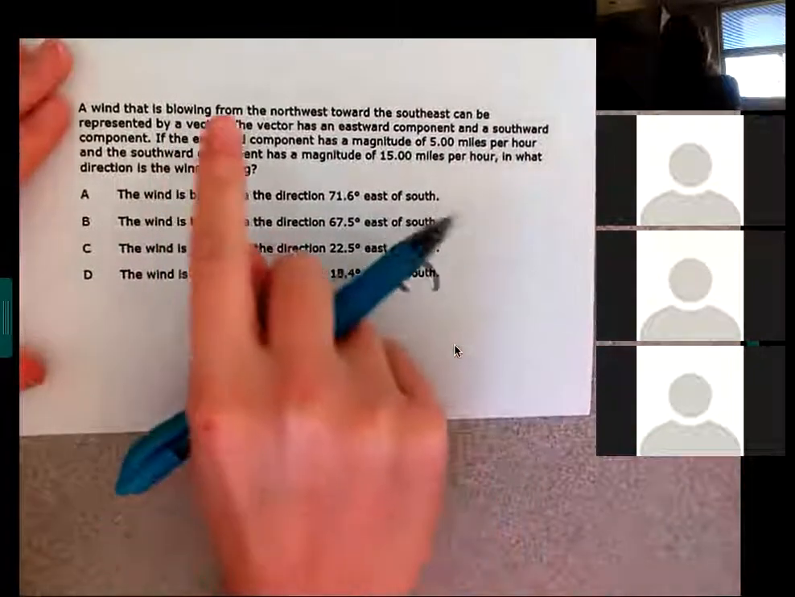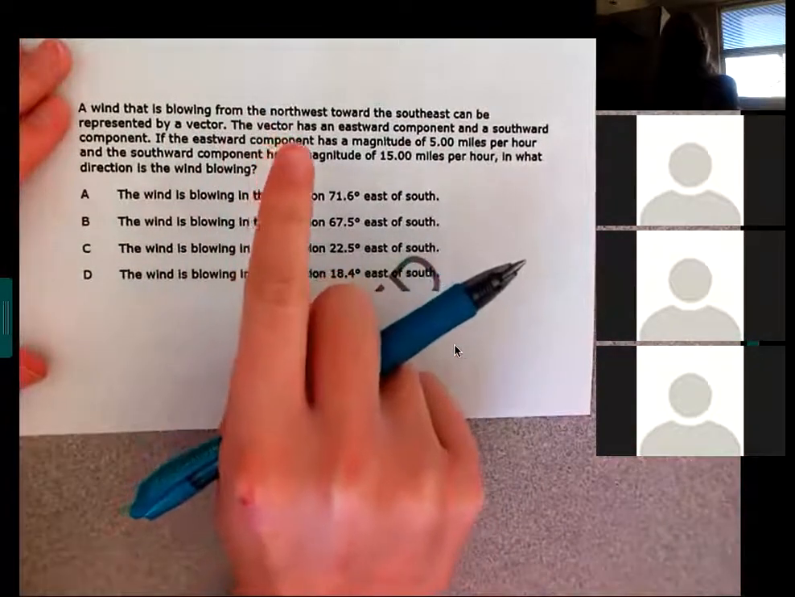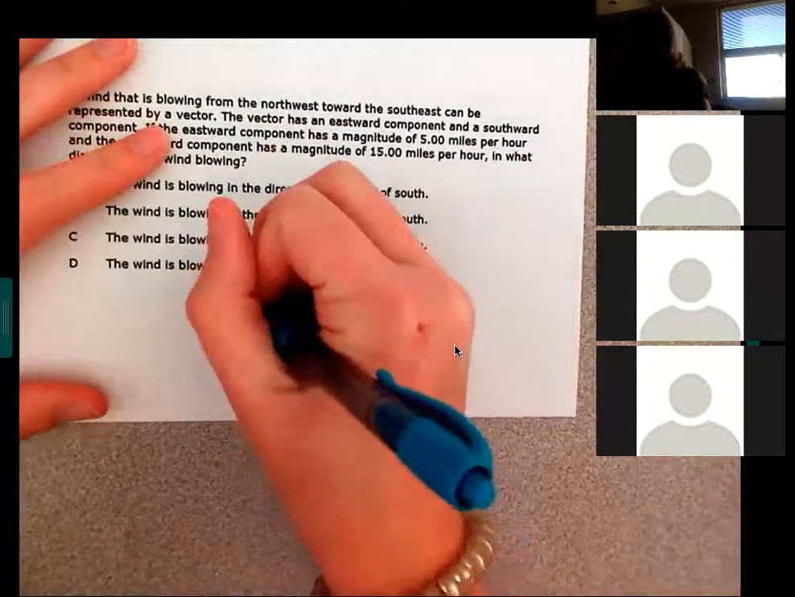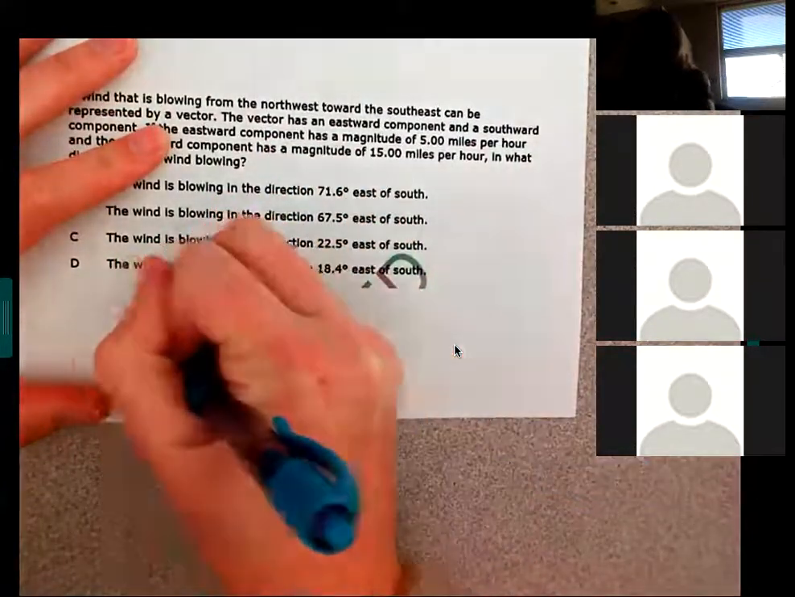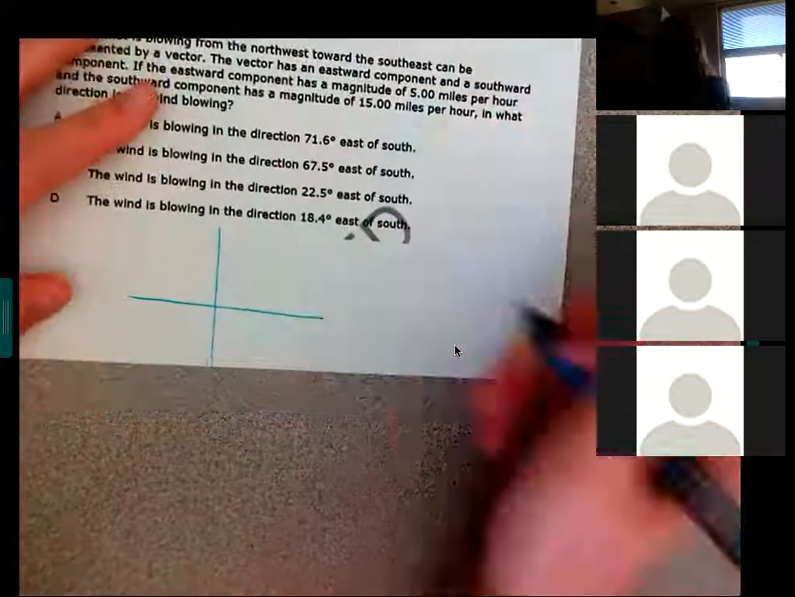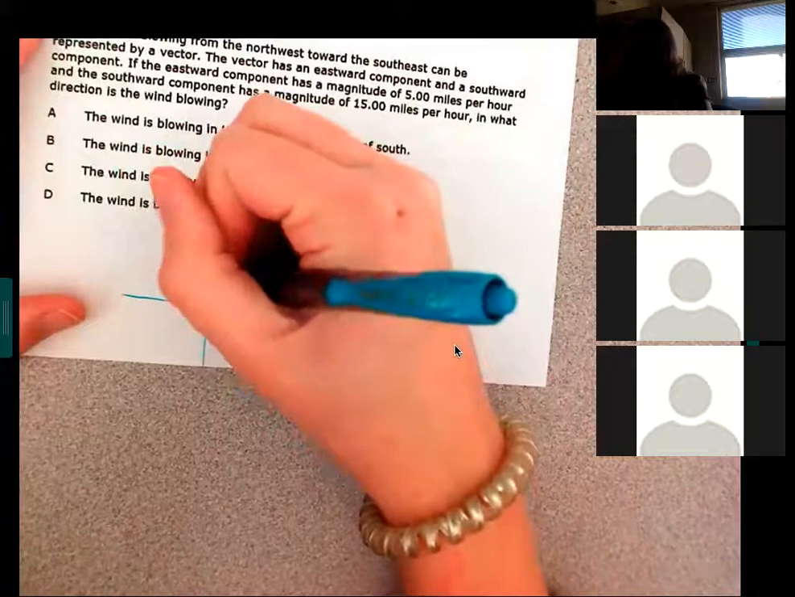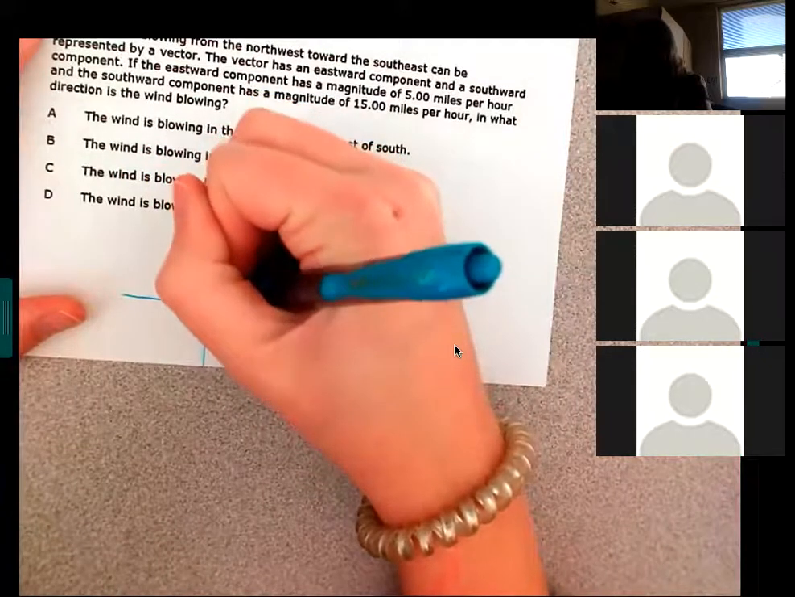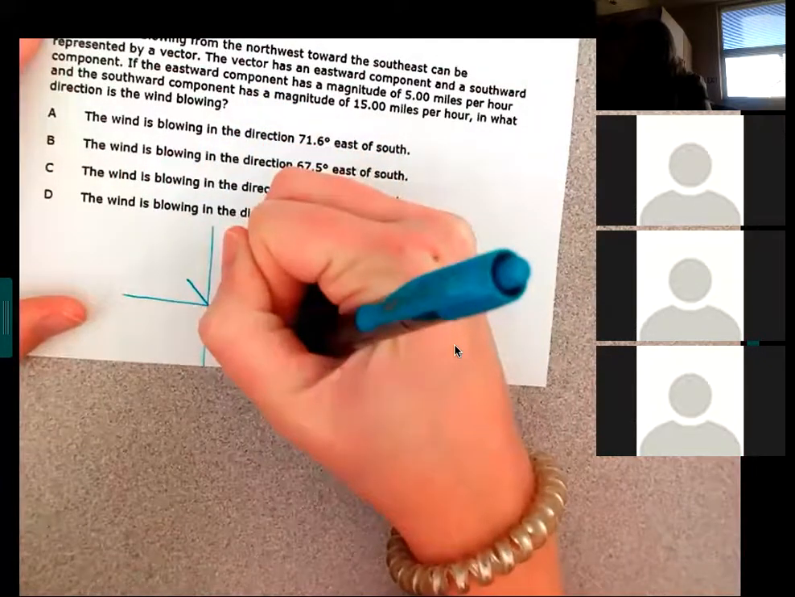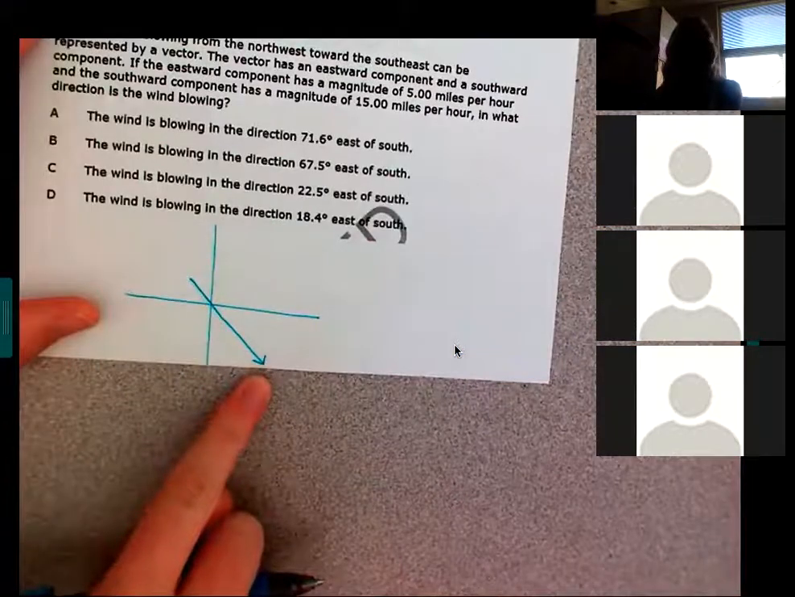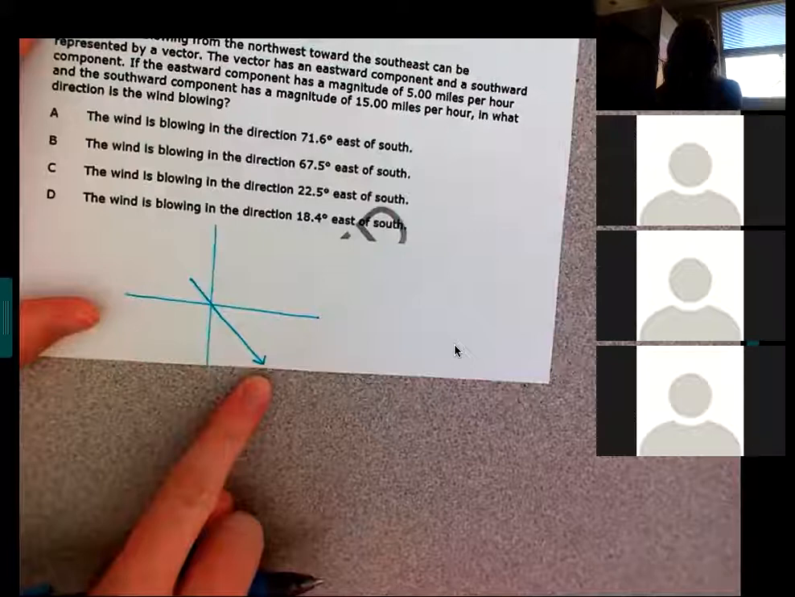For 46, a wind is blowing from the northwest toward the southeast. So everybody look at this. We have a wind gust, I guess you can say, that's coming from the northwest toward the southeast. So does everybody agree that it's going this way? Is that how y'all drew it?